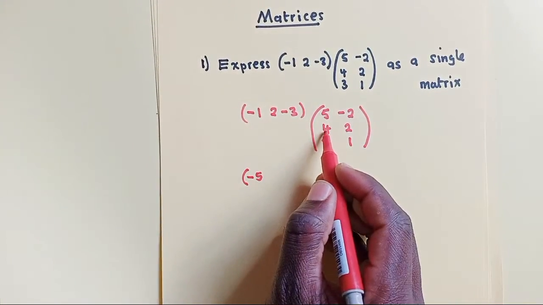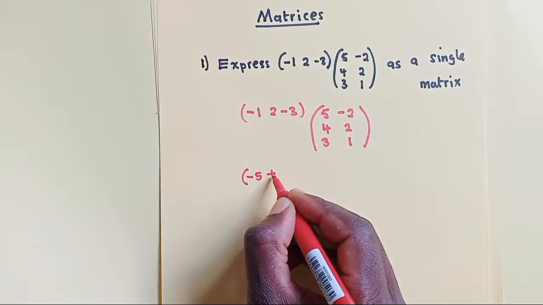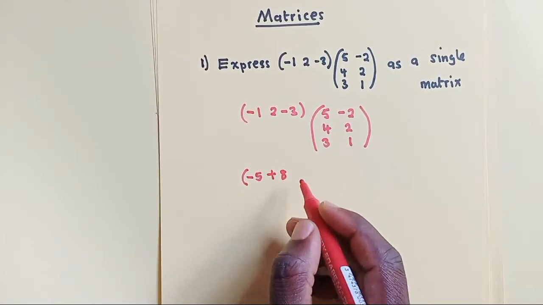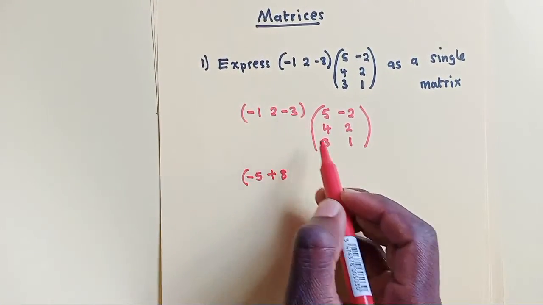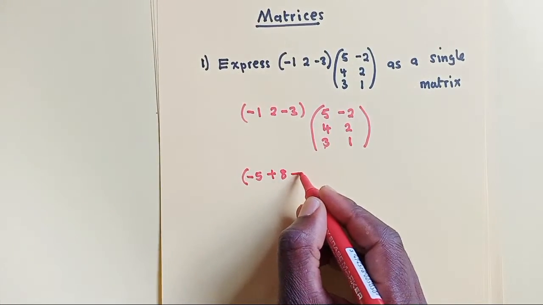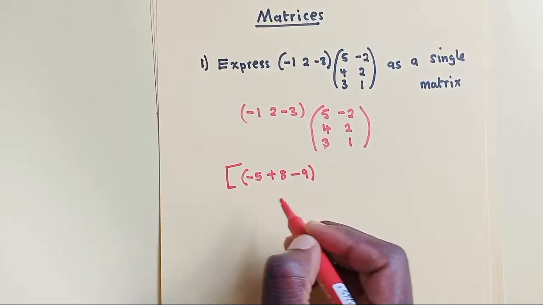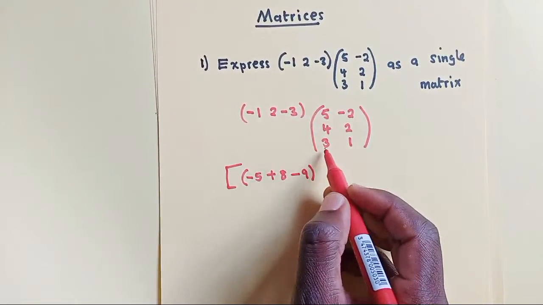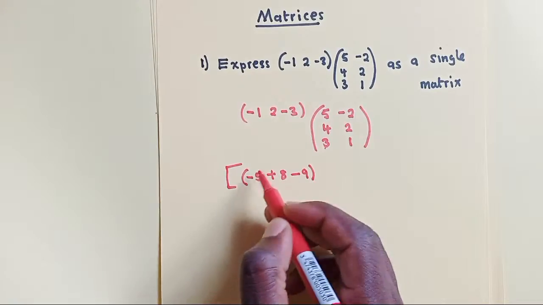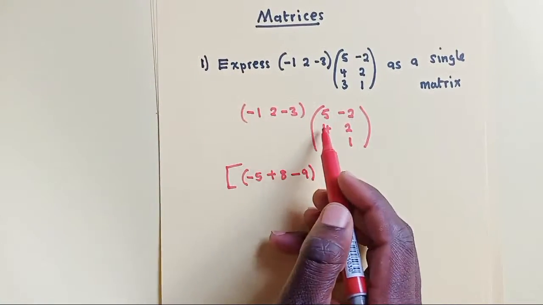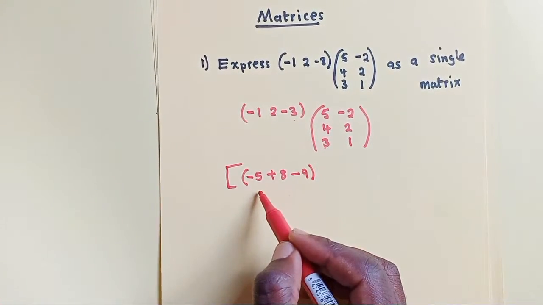2 multiplied by 4, so you say plus 8, because it's +8. -3 multiplied by 3, it will be -9. So this is what we have. We are done with this column right here. So we can close. Once you multiply this by this, this by this, this by this, you close like that.